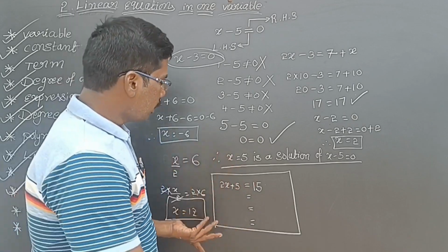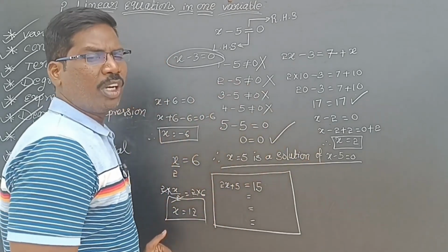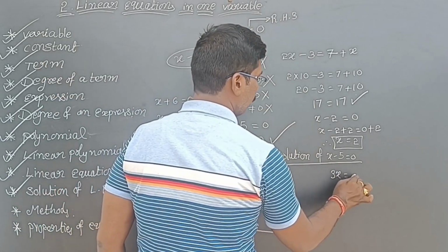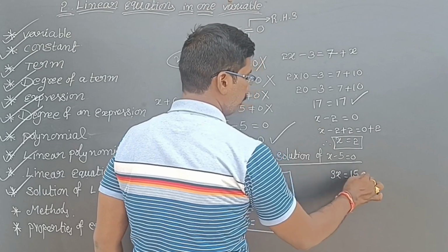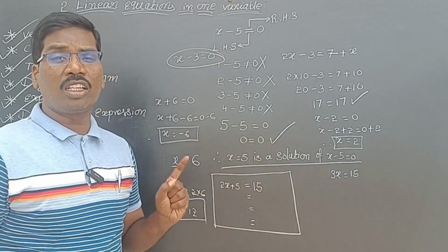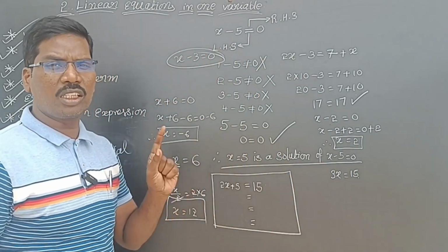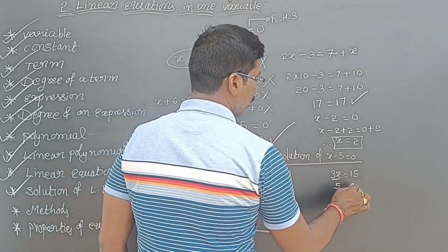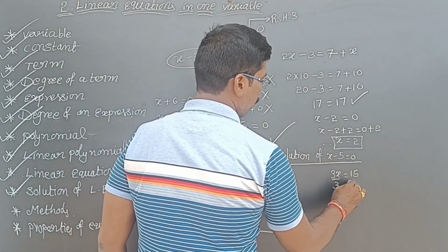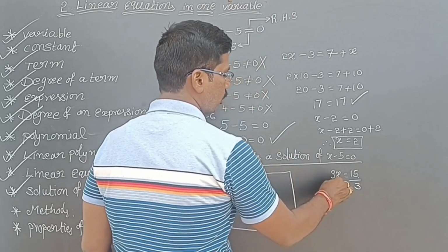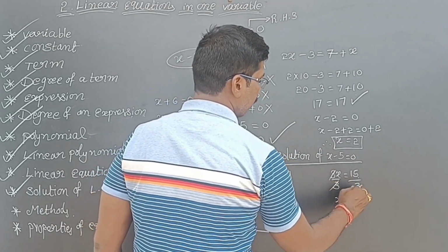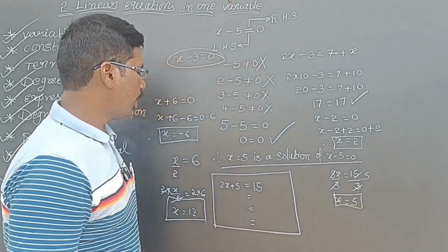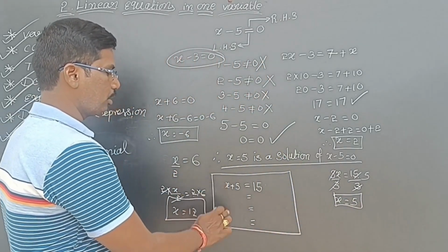Next, the fourth method. Here adding, here subtracting, here multiplying. Next, division. Dividing the same number on both sides other than 0 is called the fourth method. We will get the answer. So I am dividing both sides by 3. So 3 will get cancelled. x is equal to 3 ones are 3, 3 fives are 15. So x is equal to 5, I am getting. This is one method.